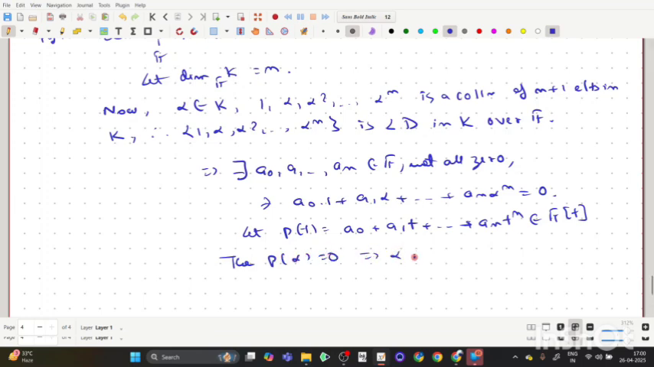But what does that mean? That alpha is algebraic over F. And alpha was an element arbitrarily chosen from K. That means that K over F is an algebraic extension. Is it clear?